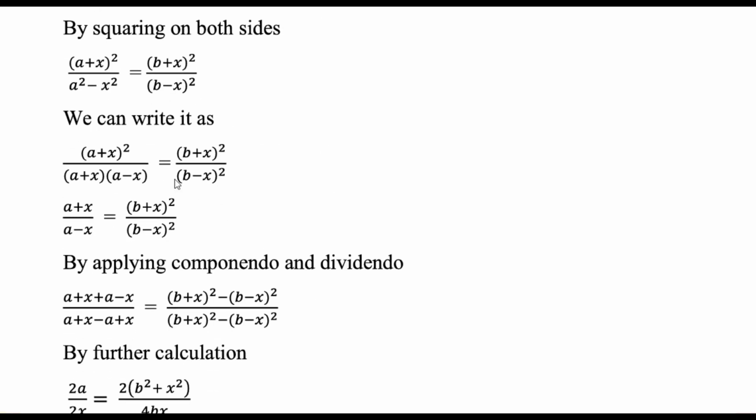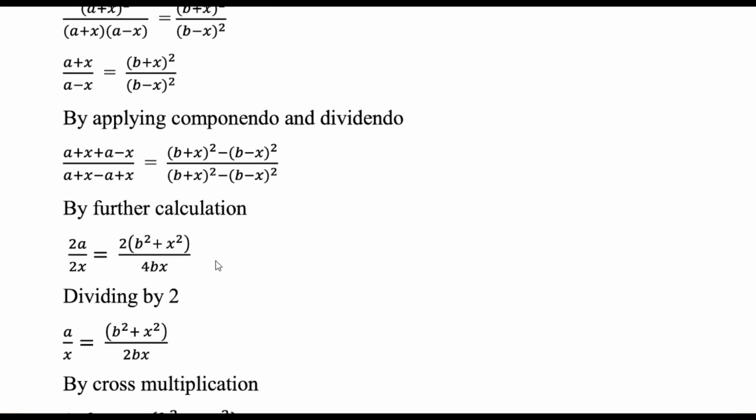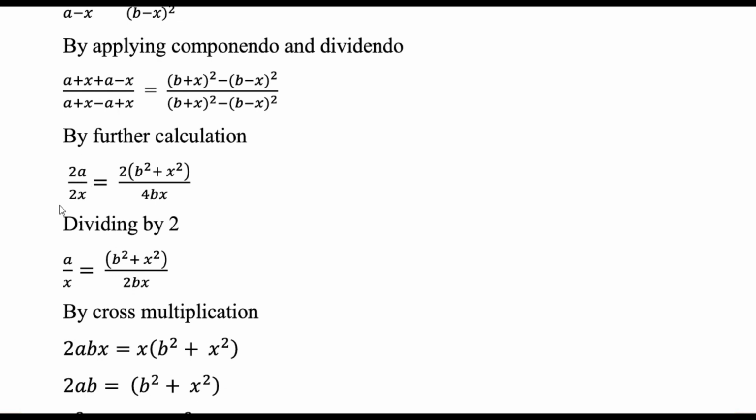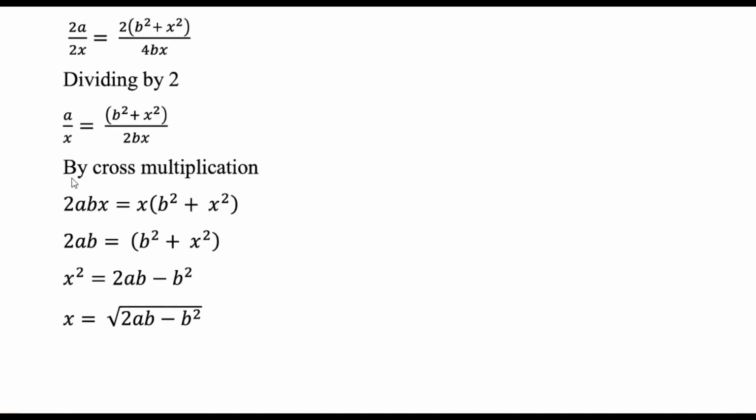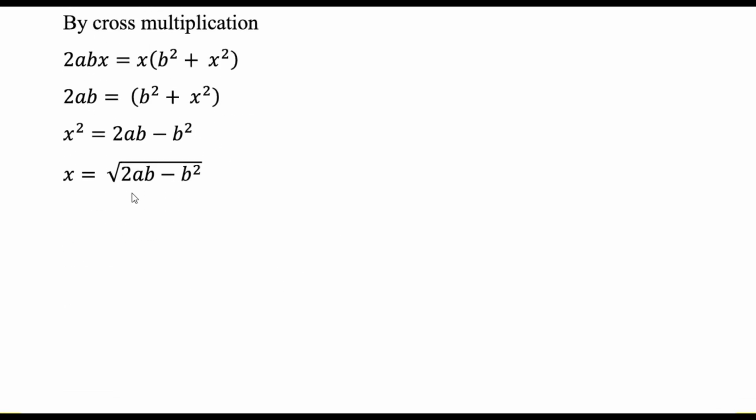Okay. After that the equation will be like this. Again apply componendo and dividendo, again divide by 2 so that 2 will be struck out. After that put the cross multiplication. After that you will get x is equal to root over 2ab minus b square. Okay.